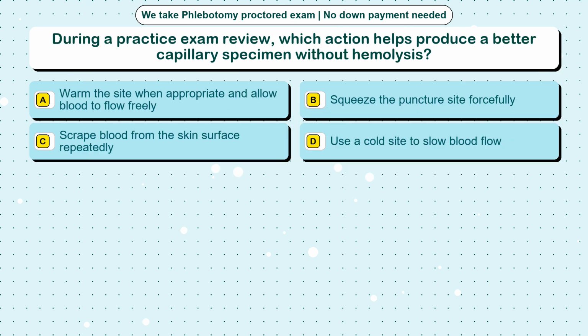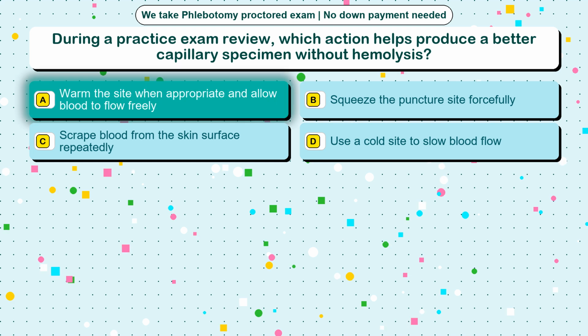Question 43. During a practice exam review, which action helps produce a better capillary specimen without hemolysis? Option A. Warm the site when appropriate and allow blood to flow freely. Option B. Squeeze the puncture site forcefully. Option C. Scrape blood from the skin surface repeatedly. Option D. Use a cold site to slow blood flow.